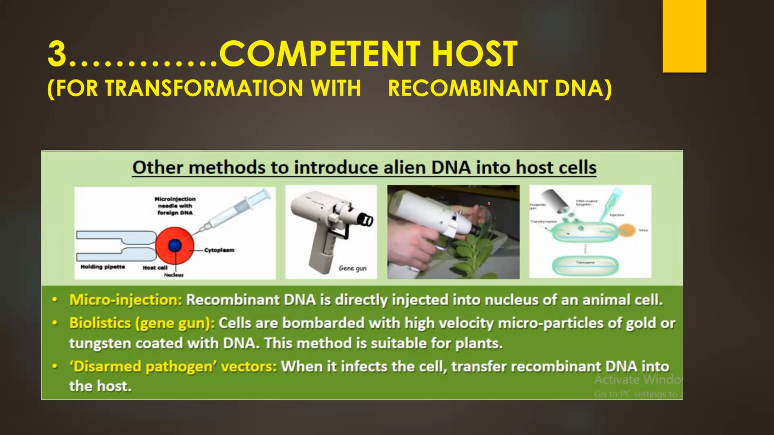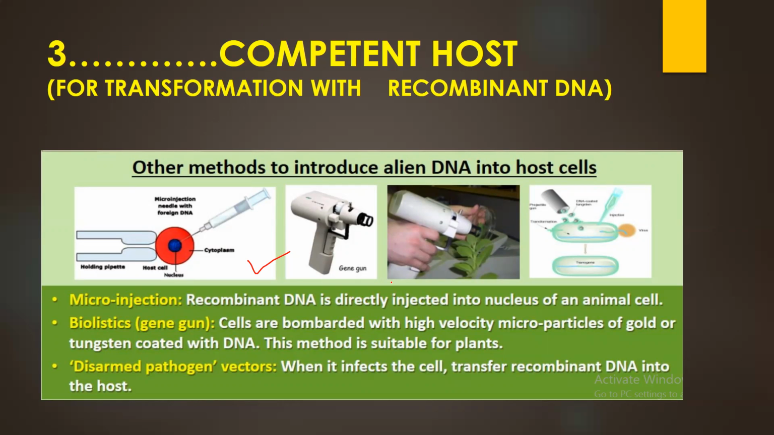Next, the other method is microinjection. It is used to introduce the recombinant DNA in animal cell. In this method, the rDNA is directly injected into the nucleus of the cell. You can see over here, microinjection, where it has been injected.